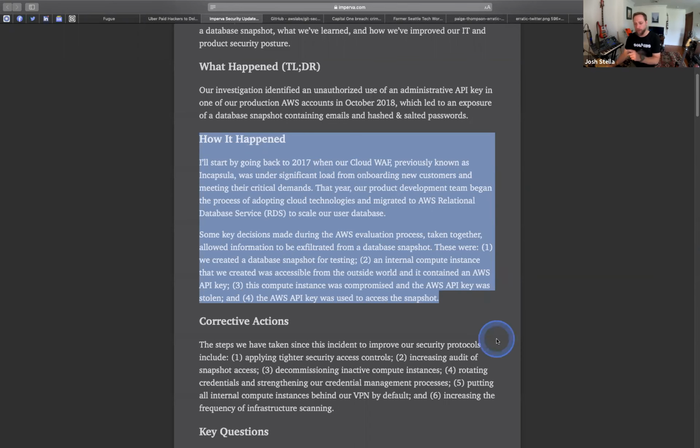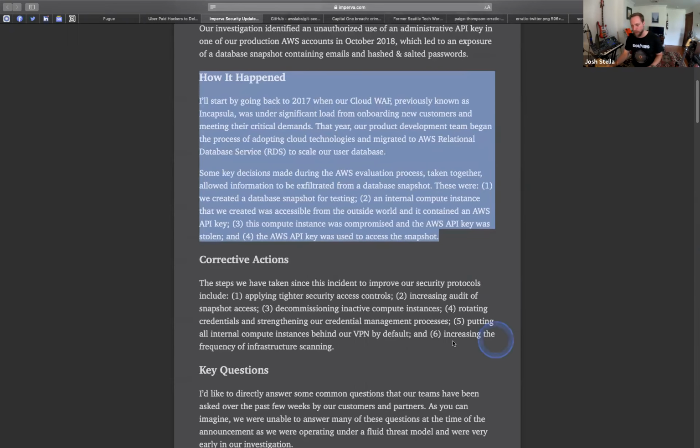So let's take a look at their corrective actions. So, okay, number one, applying tighter security access controls. Okay, fine. Two, increasing audit of snapshot access. All right, audit is okay, but it's after the fact. What you want to do is prevent misconfigurations to snapshot access.